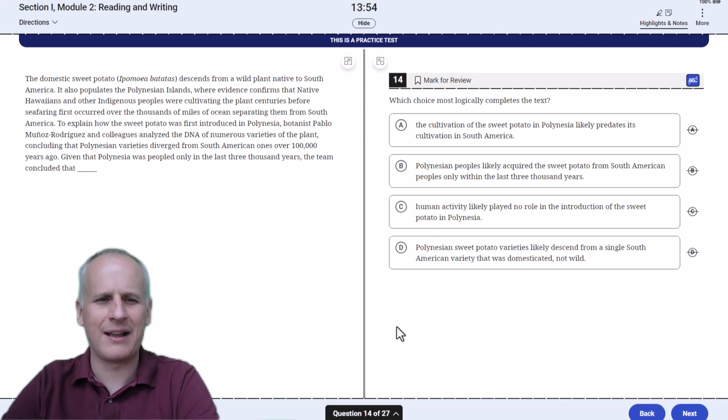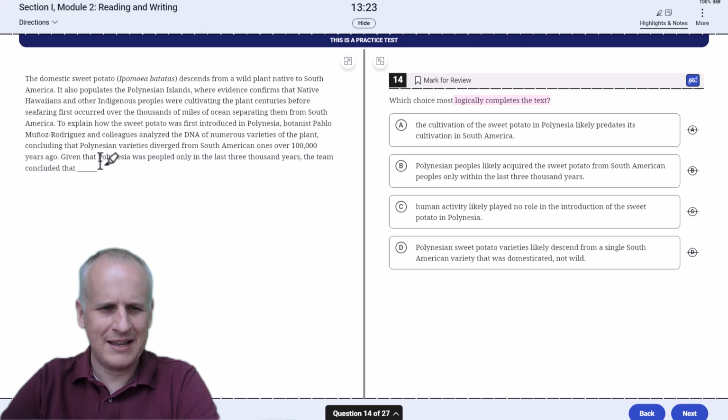And now when we hit back, we are into our reading questions, and we should be able to have a little bit more time now to work through these last 10 questions, knowing that we've done everything in the English part or the writing part of this section. So we're just being asked to logically complete the text. So I actually want to go to the end of the text and figure out what we're trying to do first. So it says, "Given that Polynesia was peopled only in the last 3,000 years, the team concluded" something. So we're going to just highlight that and we're going to focus.